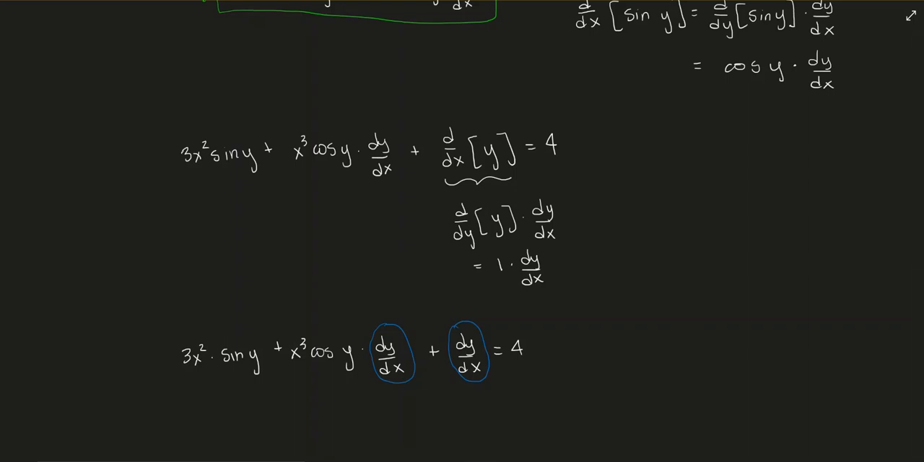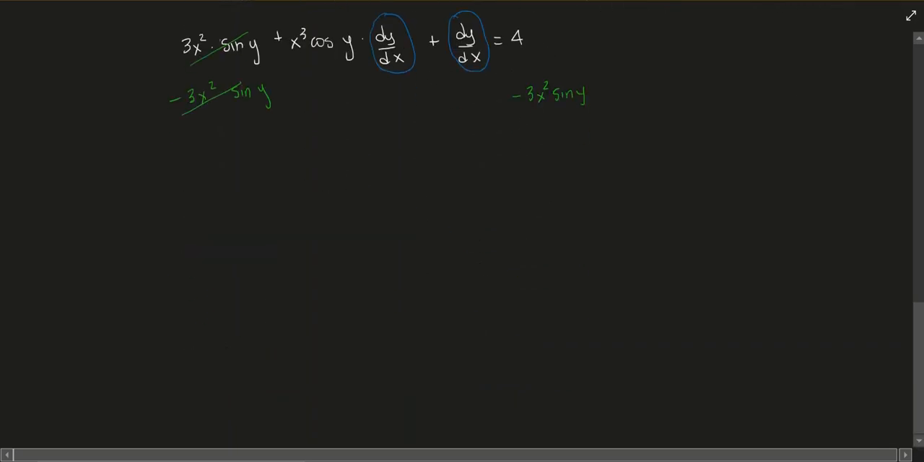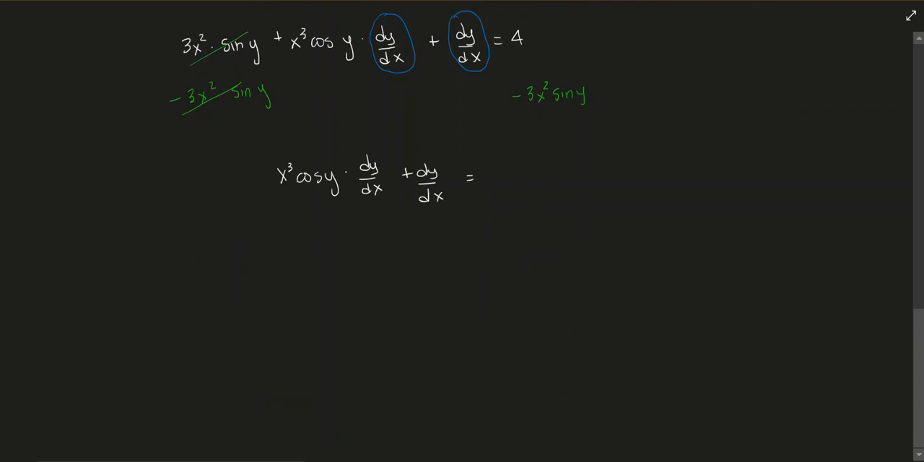So let's go ahead and subtract off this 3x squared times sine y, which just moves it over to the right-hand side, eliminating it from the left-hand side. So now we have x cubed cosine y times dy dx plus dy dx is equal to 4 minus 3x squared sine y.